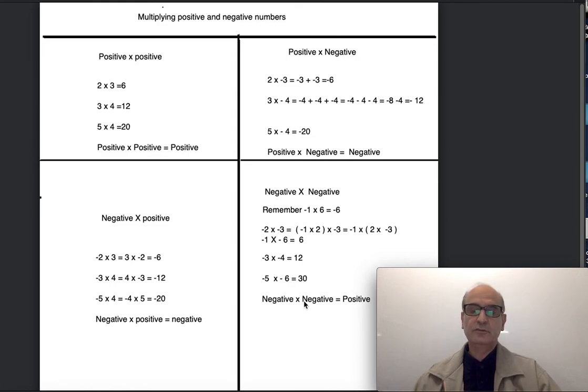And to summarize, when you're multiplying, if both numbers have the same sign, if both of them are positive or both of them are negative, you're going to end up with a positive answer. If the two numbers have different signs, one is negative and one positive, it doesn't matter which one it is. If the signs are different, your answer will be negative.